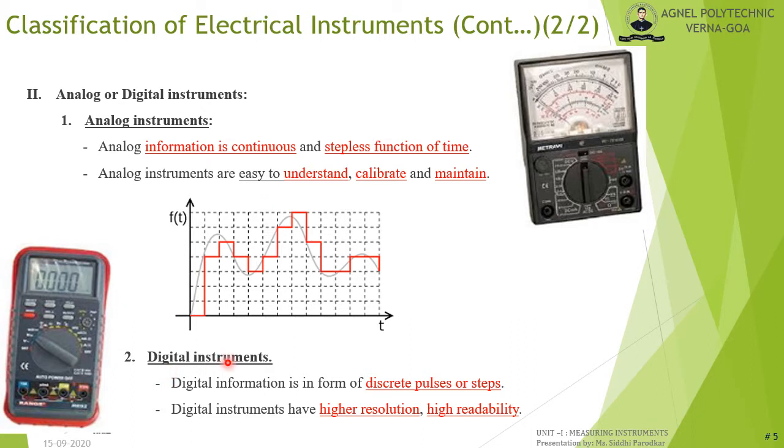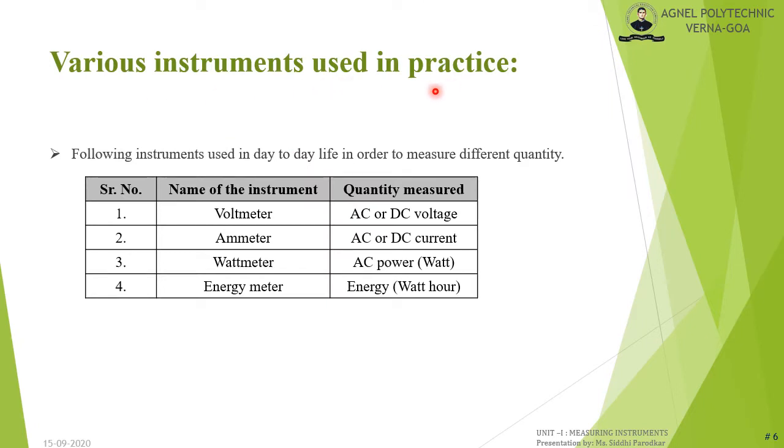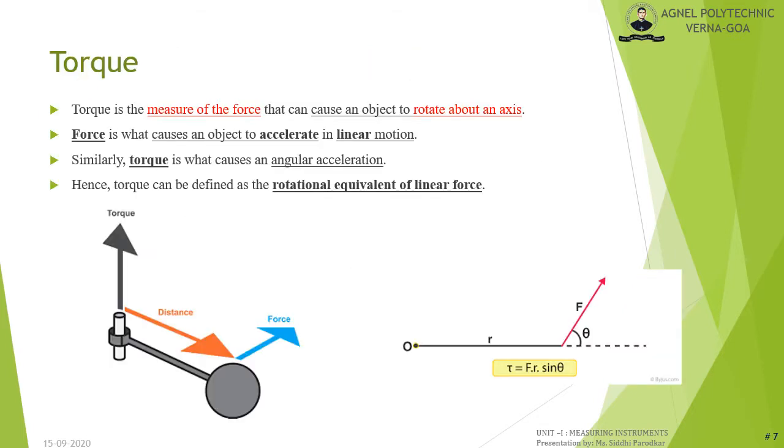Now digital instruments display digital information, that is in the form of discrete pulses or steps. This red color signal is digital in nature. It has pulses or steps which is a function of time. Digital instruments have advantages such as they have higher resolution and high readability. Various instruments used in practice are voltmeter, which is used to measure AC and DC voltages, ammeter, which is used to measure AC and DC current, wattmeter, which is used to measure AC power, and finally energy meter, used to measure energy.